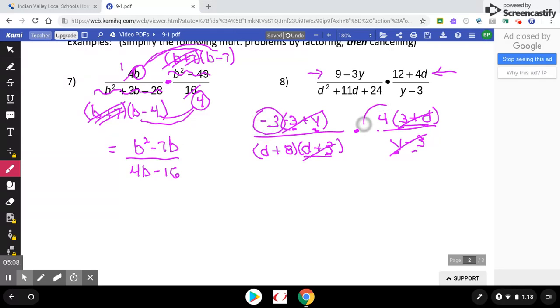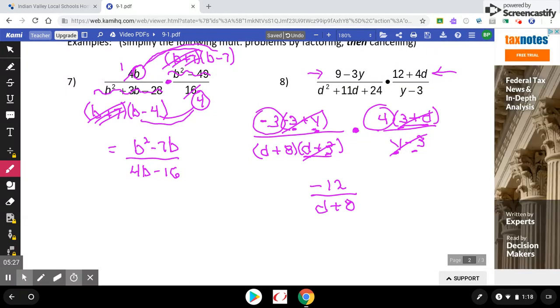Left with a -3, left with a 4, left with that d plus 8. He's a little more obvious. But I do have to multiply at some point. So if I multiply the top, and all I have left on the bottom is that d plus 8, that'll do it.